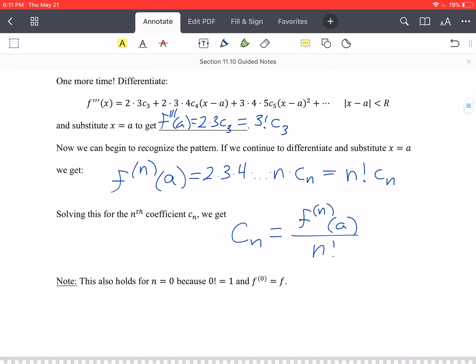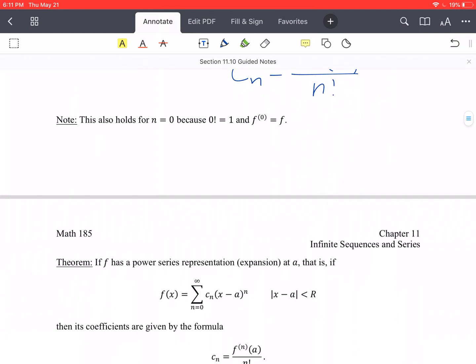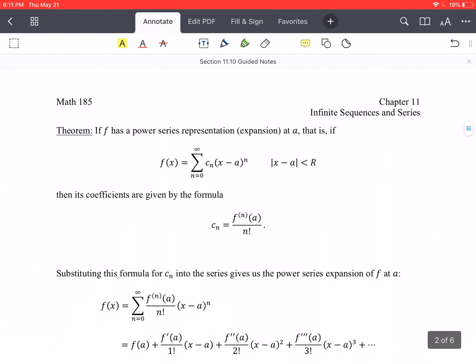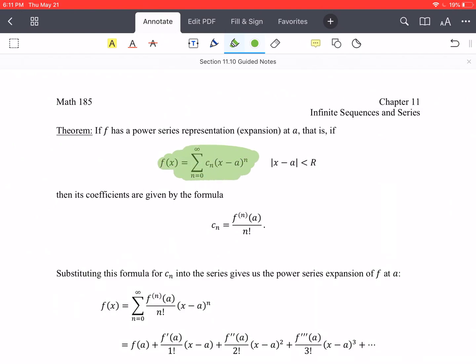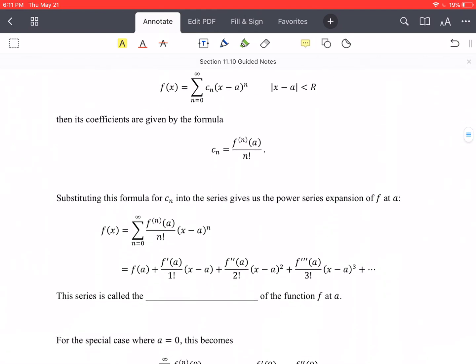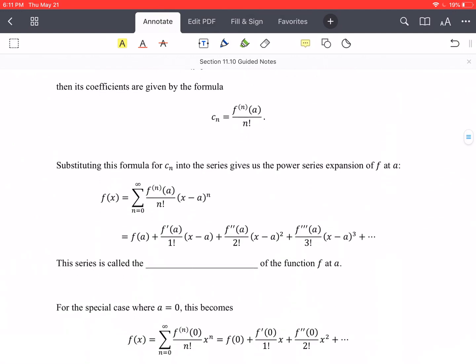All right. So this section has a lot of theorems, a lot of information that we're getting to here. So here's a theorem: if f has a power series representation or expansion at a, so that is, the function f can be written as a power series, we saw that in the last couple sections, then its coefficients are given by that formula that we just established. Okay? Substituting this formula in for the coefficients, this gives us the power series expansion of f at a.